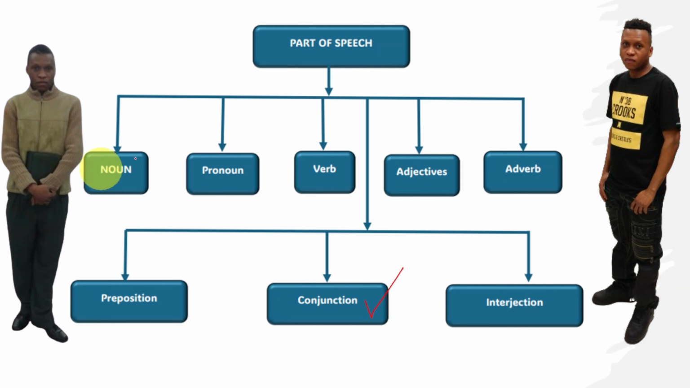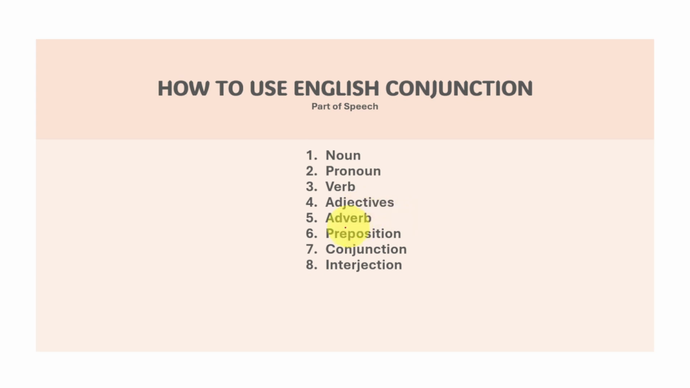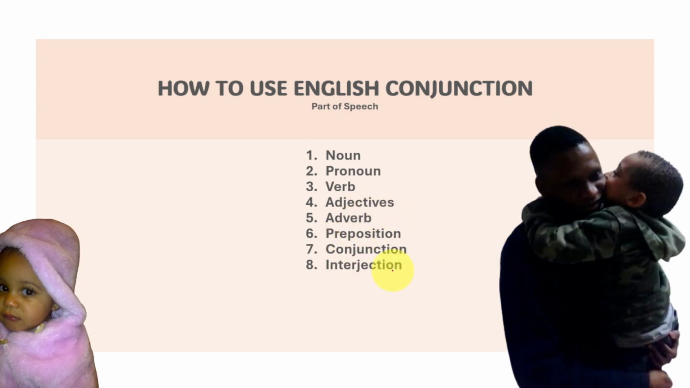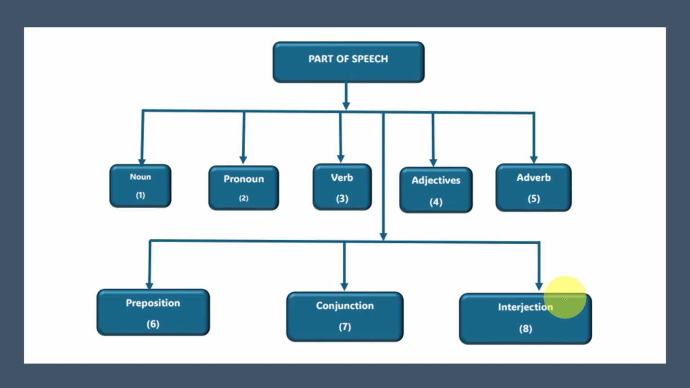So let's see, we come here, how to use English conjunction. So like I said, it's a part of speech. We got noun, pronoun, verb, adjective, adverb, preposition, conjunction, and then interjection. In case you don't get it, that's how I design it. 1, we have a noun. 2, we got pronoun. 3, we got verb, adjective, adverb, preposition, conjunction, and interjection.